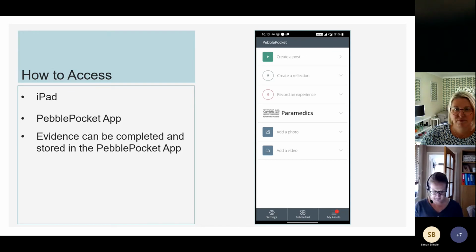Right, no feedback now, so that makes it easier. Let me just go into the Pebble Pocket and I'll be able to show you the app and give you a quick demonstration of how that all works. So let me stop sharing on this one.